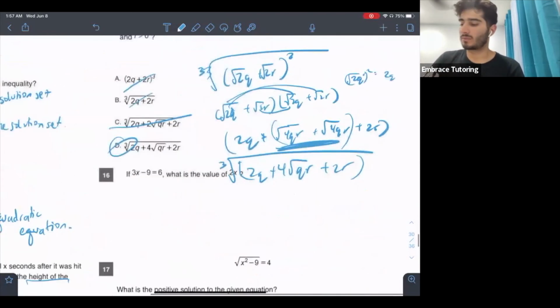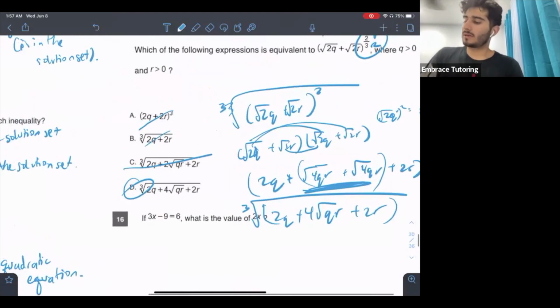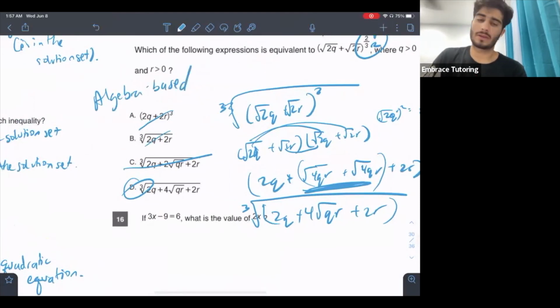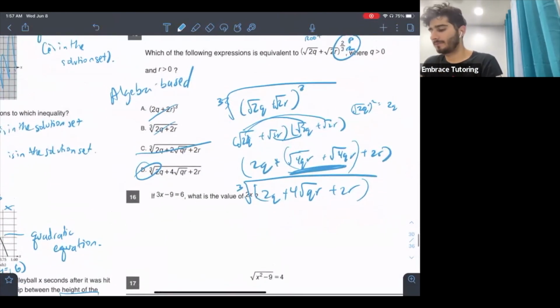You have power over root. So that's one way you can do it. Okay, and this was just mainly algebra based. So you would have to make sure you understand exponents and exponent rules and laws and everything like that.